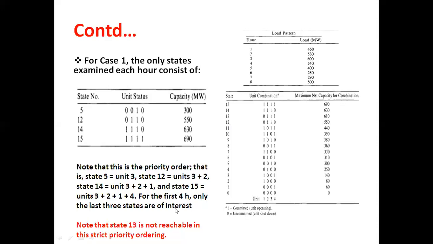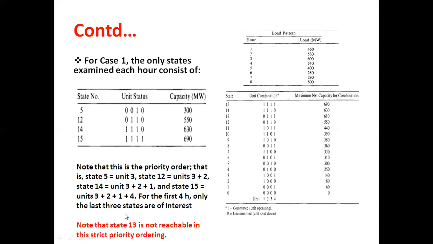Followed by, we have to start unit 3, 2 and then 1, that is the 14th state. Units 3, 2 and 1 are on and the total capacity is 630. This is state 14. And then we have to start the 4th unit. So state 15, where units 1, 2, 3, 4 are on and the total capacity is 690.